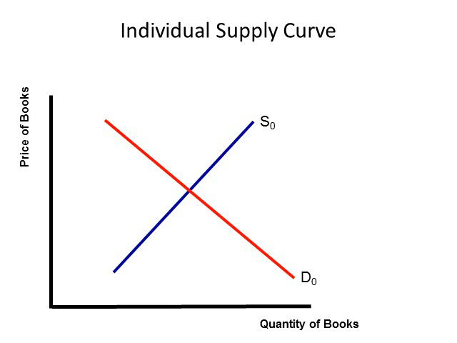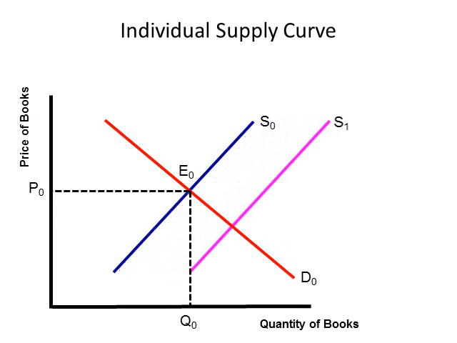The supply curve S0 crosses the demand curve D0 at an equilibrium point E0. Drawing a line straight down from E0 to the quantity axis gives the equilibrium quantity of Q0, and drawing a line from the equilibrium point E0 to the price axis gives the equilibrium price P0. Next, the supply curve shifts to the right, and as a result of the shift, a new equilibrium, E1, is created. Drawing a line straight down from E1 to the quantity axis gives a new equilibrium quantity, Q1.